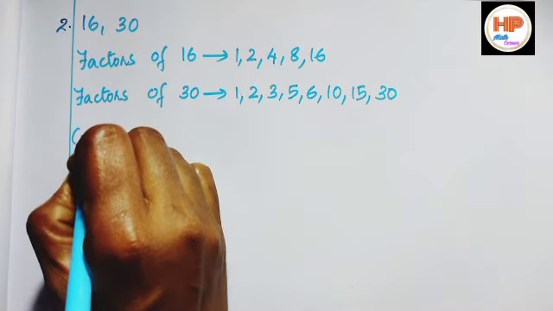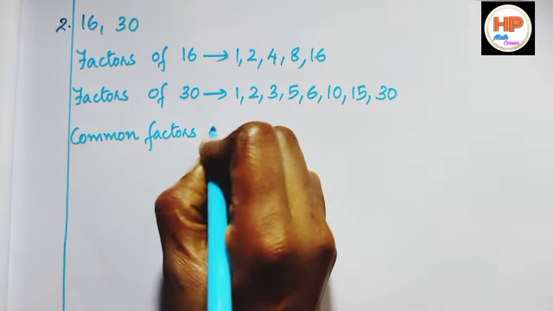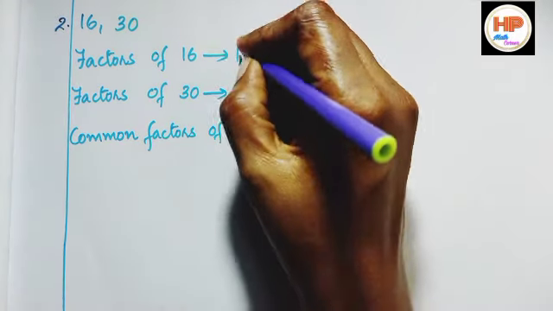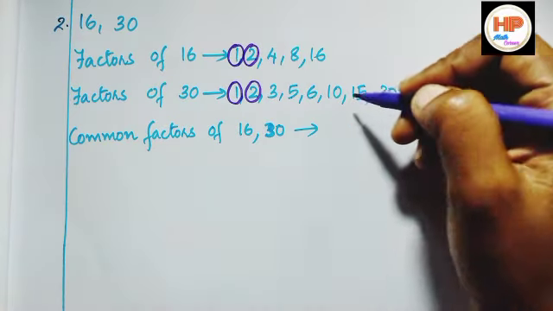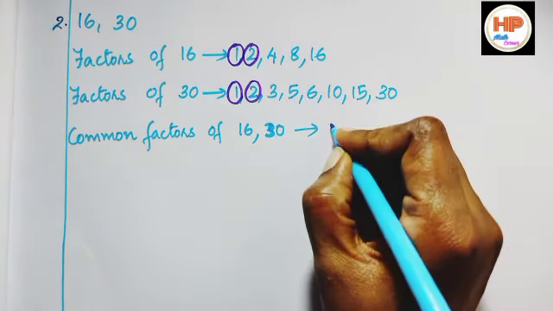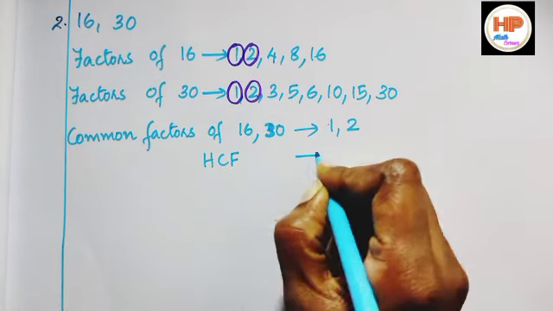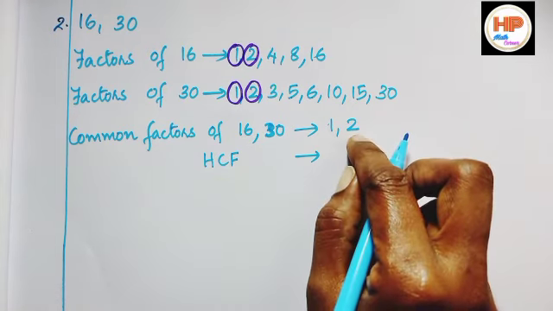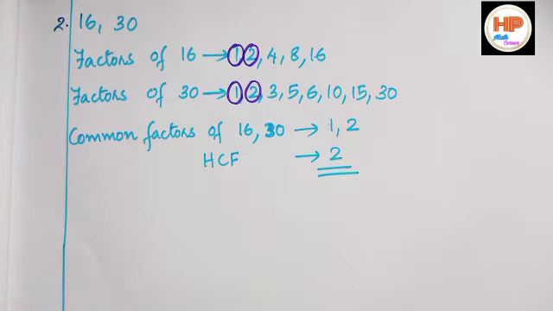Next step. Yes, common factors. Common factors of 16 and 30. Yes, 1 is common. Then 2 is common. Then is any other number common? No. So, we can write 1 and 2. HCF means highest common factor. That means the highest value among these common factors. Which is the highest one? Yes, 2. So, HCF is 2.